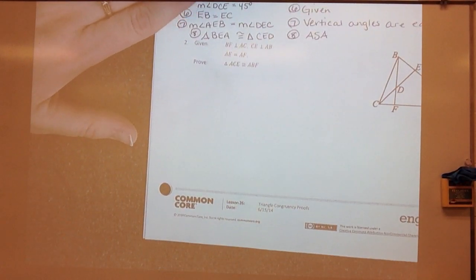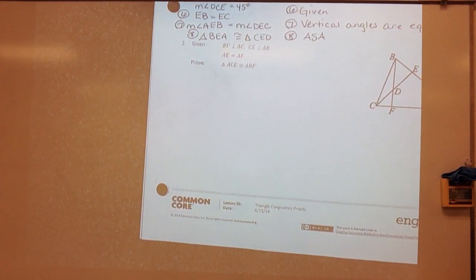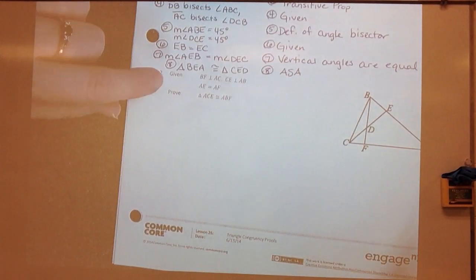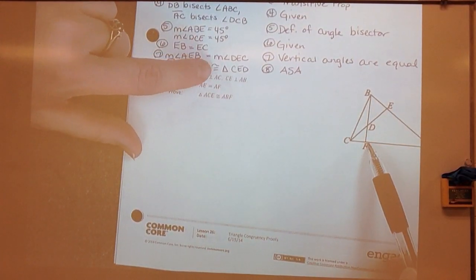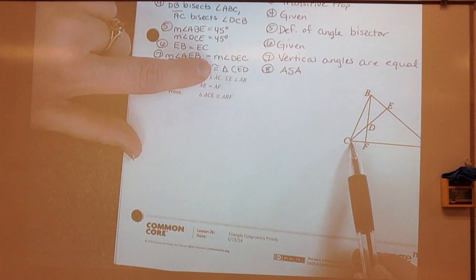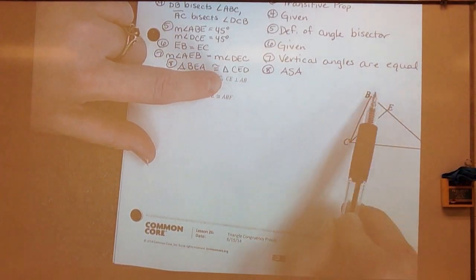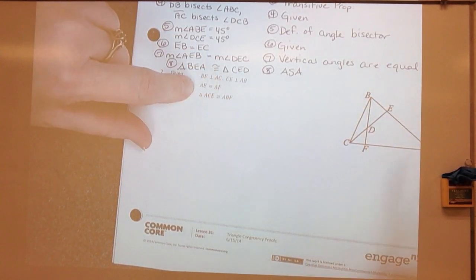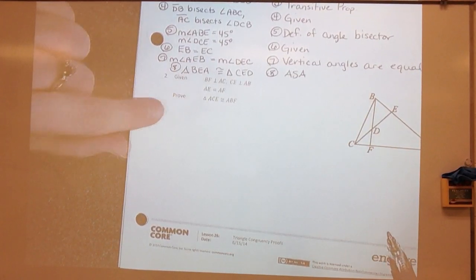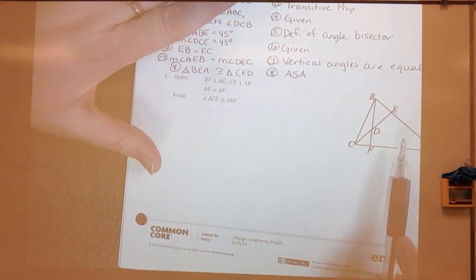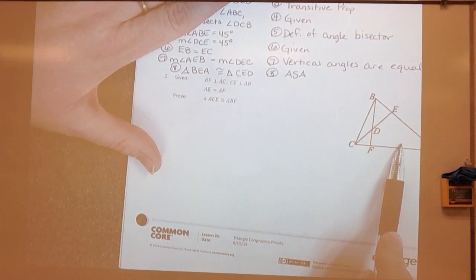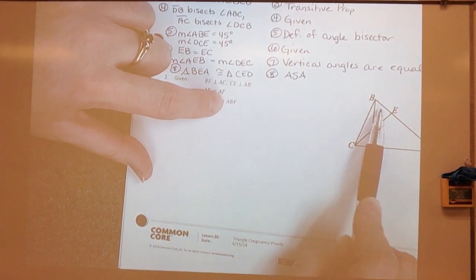Let's look at number 2. Number 2, once again, we're going to kind of split up our given information just so we can look at it. This one's a little bit shorter than the last one. So I know that BF is perpendicular to AC. I know that CE is perpendicular to AB. I know that AE is equal to AF. And I want to prove that triangle ACE, this triangle here, is congruent to triangle ABF, this triangle here.